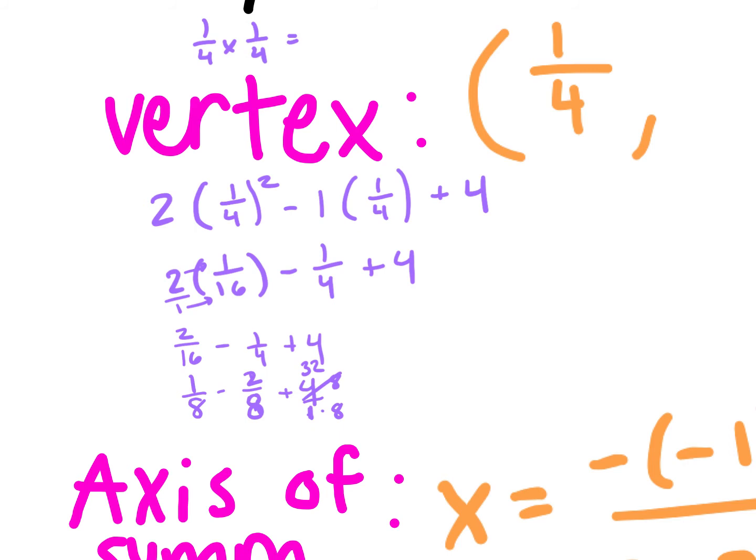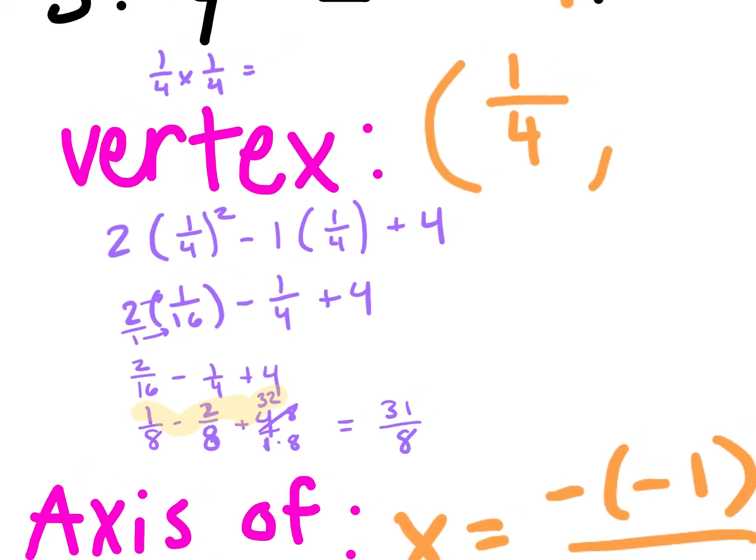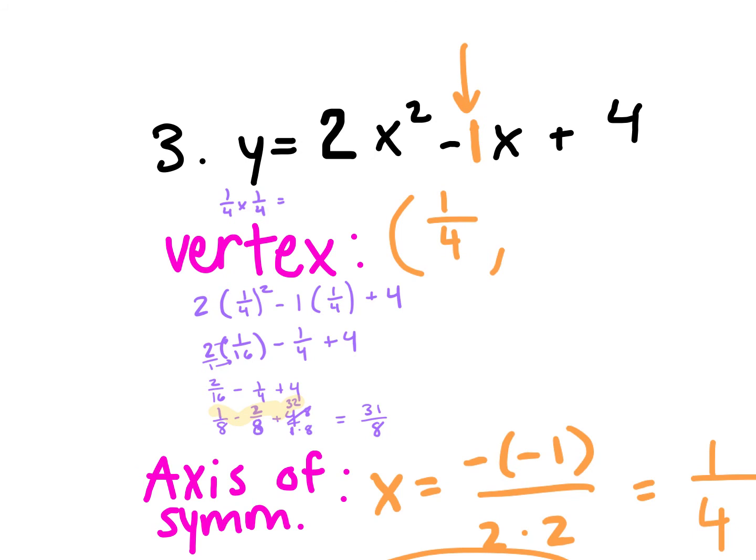Yep. So on the top, I'm adding 1 minus 2 plus 32. So what's 1 minus 2? Negative 1. And negative 1 plus 32? 31. So 31 over 8 is my second number in my vertex.